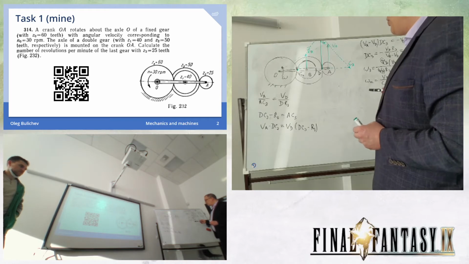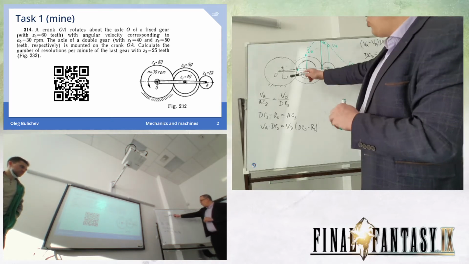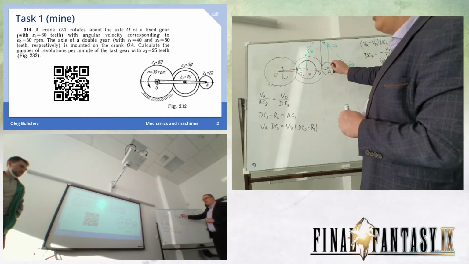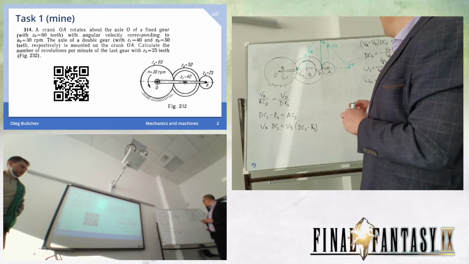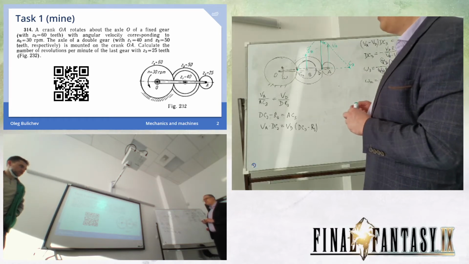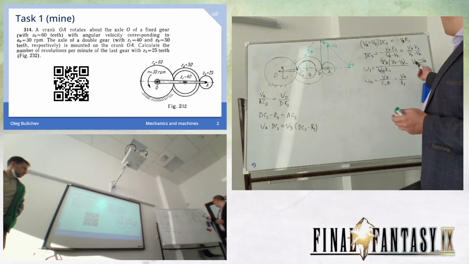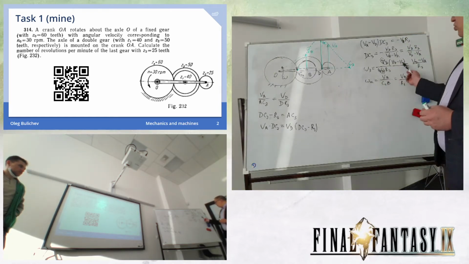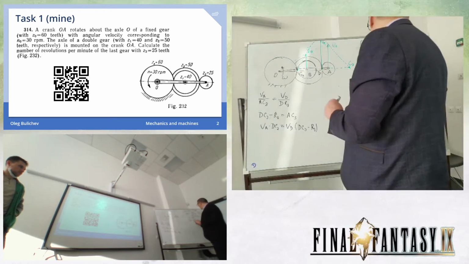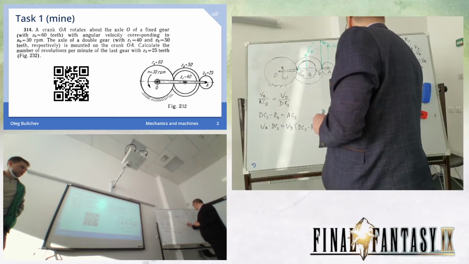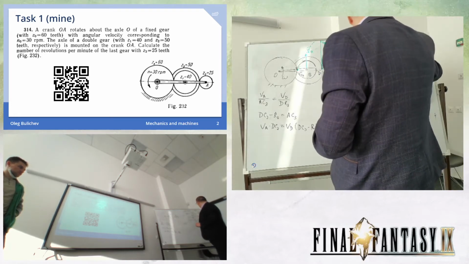We need to find the ratio between omega and omega 3. Actually, we need just to find omega 3. Then maybe we find it. Omega 3 is Vd minus Va, where Vd is omega 3. Yes, okay, of course. Vd, what is Vd?